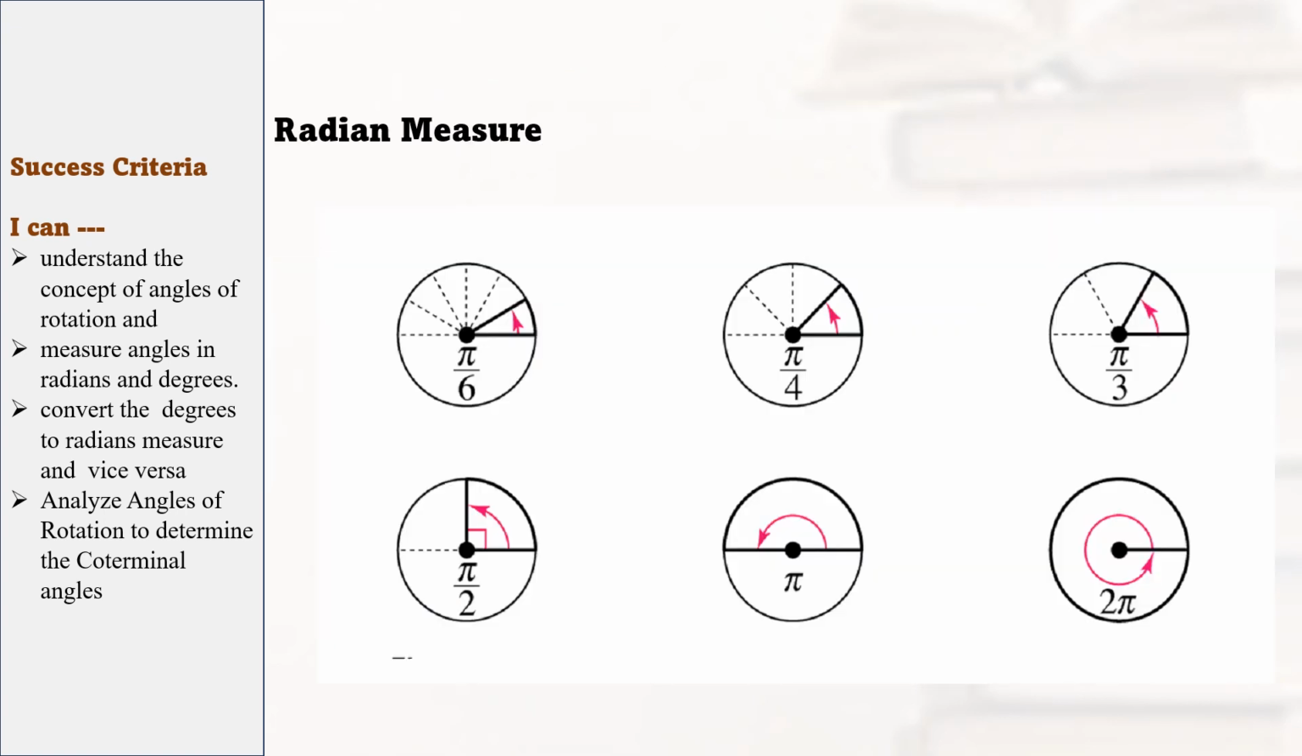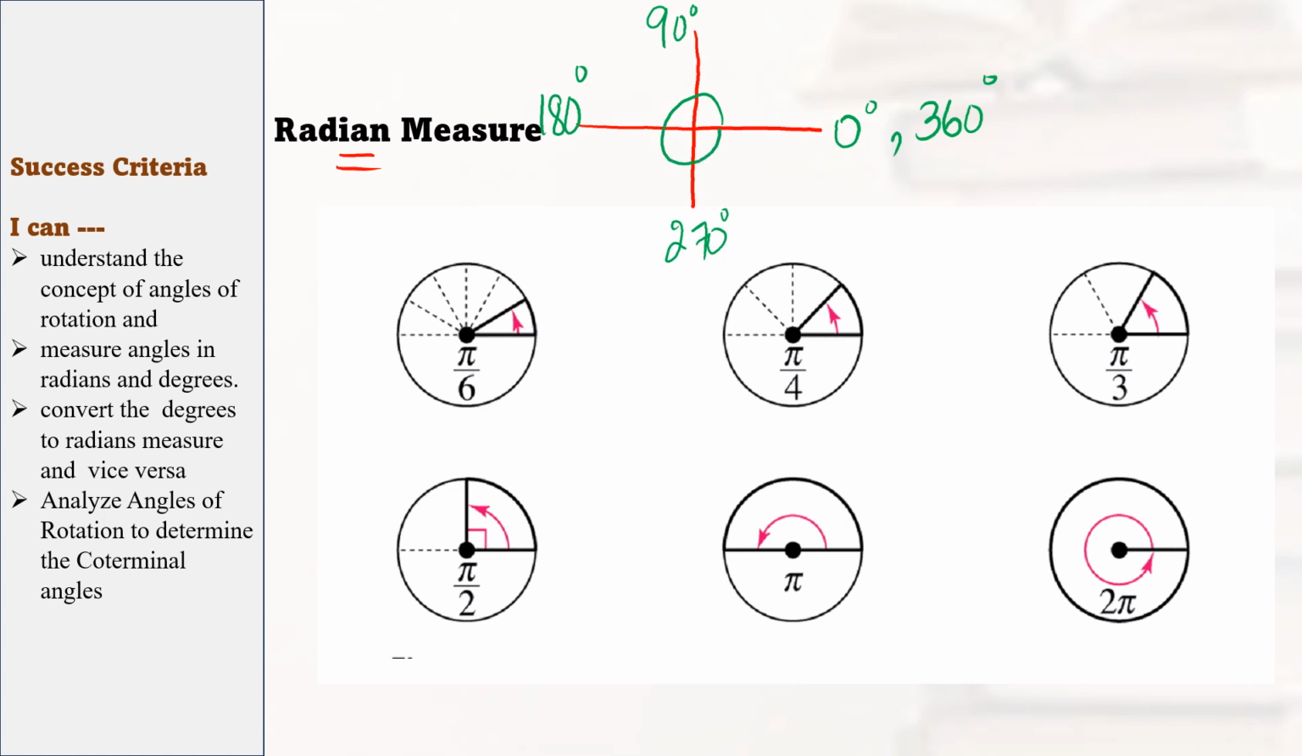Here are some examples. This is the coordinate plane, and these are all examples of the unit circle but in radian measure. Right now, this is my 0 degree. This is my 90 degree. At this place 180 degree. Then at this place 270 degree, and I come back to my original position. It means I complete one revolution and this is 360 degree.